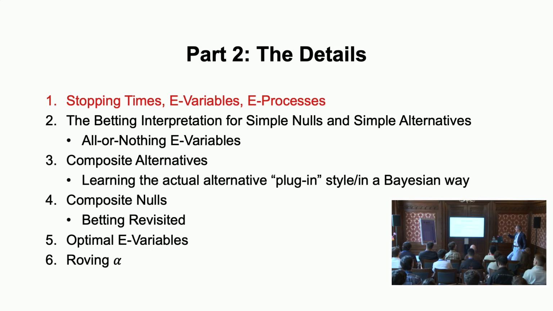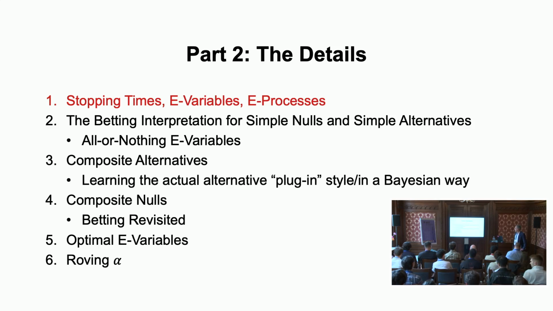And I'm going to do that with simple nulls and simple alternatives. There will be a little sideshow about a special type of E-variables. Then I'm going to talk about composite nulls and alternatives. That's kind of what you do in practice, because simple and simple is just too simple.